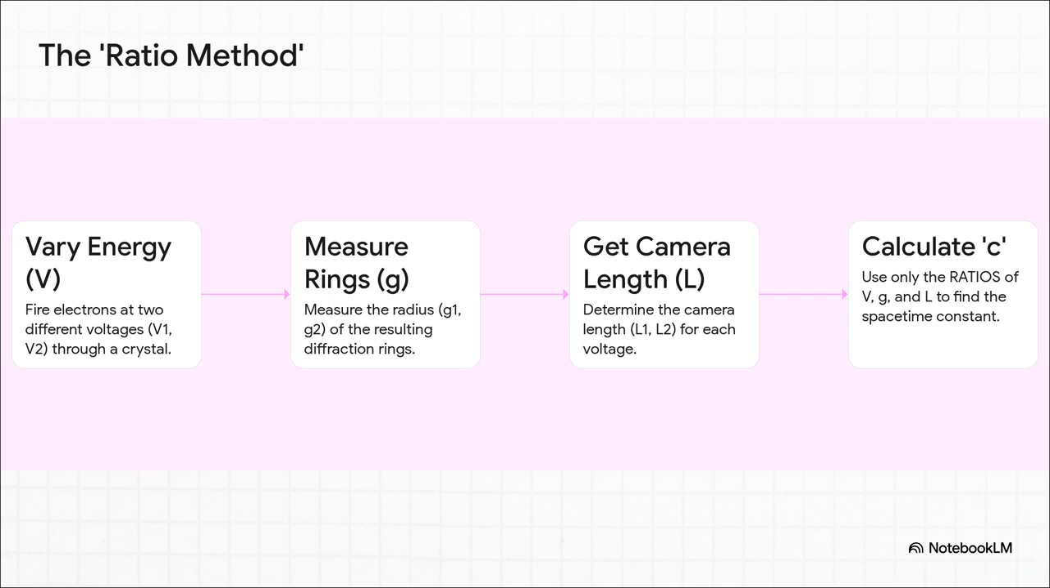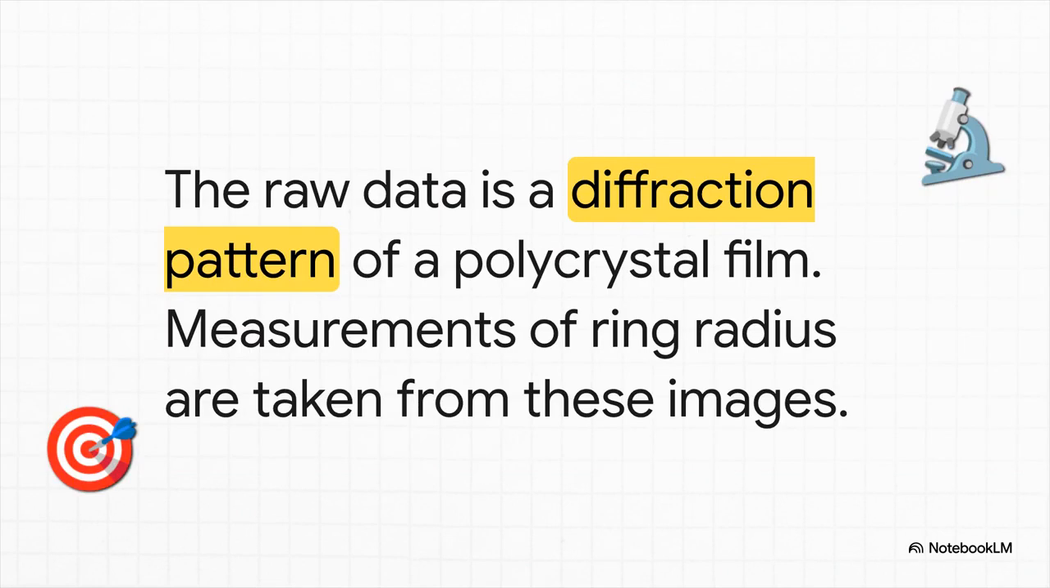But here's the genius part. The actual numbers don't have to be perfect. The whole calculation just depends on the ratios between these measurements. It's so clever. And boom, this is what they see.